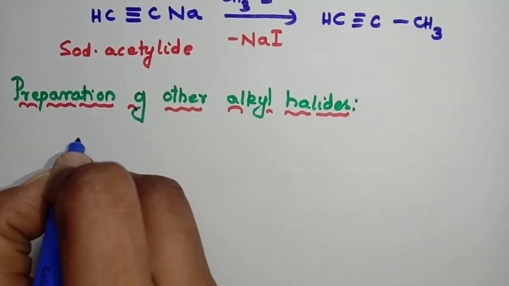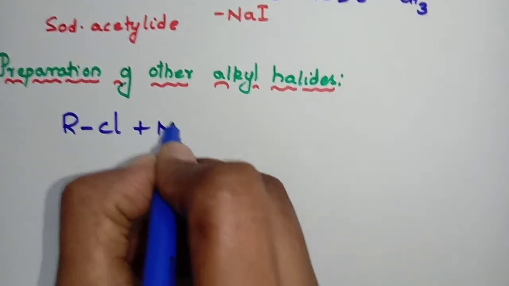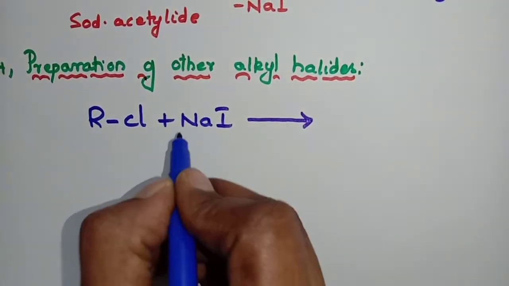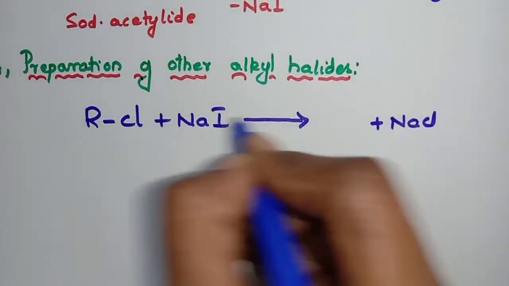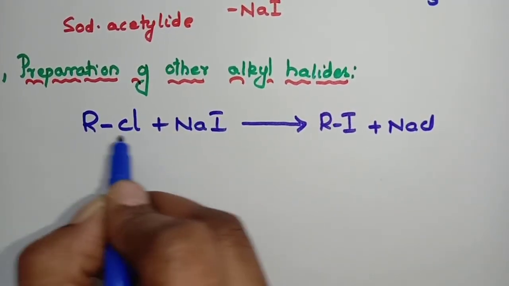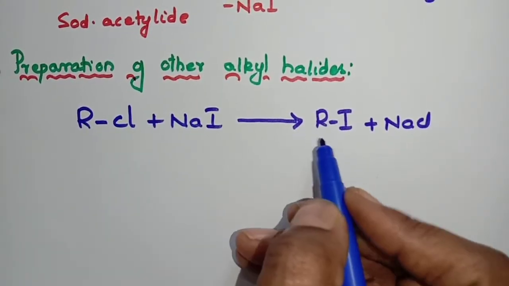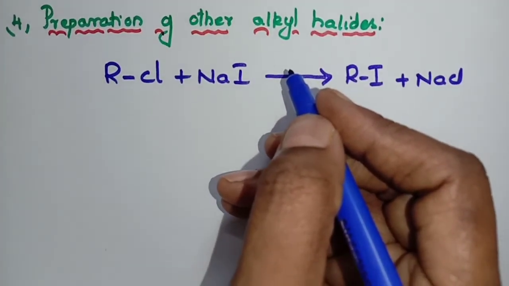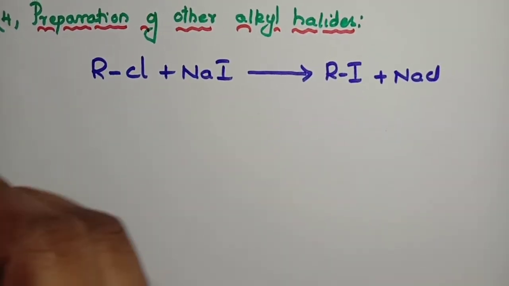Look here the example. I have taken RCl plus NaI, sodium iodide. What do we get, students? Na and Cl come out as NaCl. What remains? RI we are getting. What did we start with? RCl. Suppose you take CH3Cl and add NaI. We will get CH3I. From methyl chloride we are preparing methyl iodide. That is what preparation of other alkyl halides means. Okay, so this is about preparation of other alkyl halides.